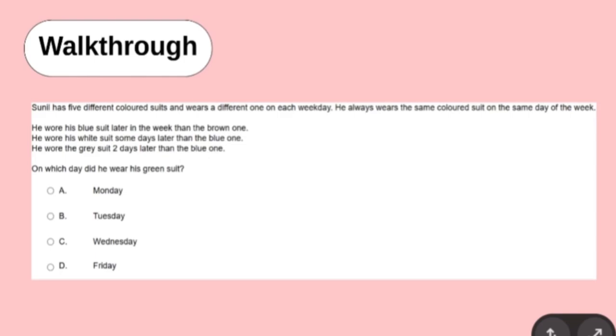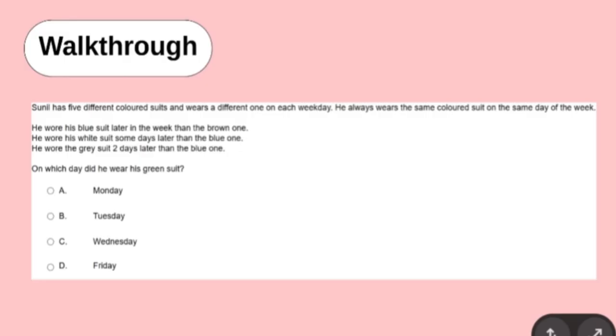So we know he wore his blue suit. I'm going to use a timeline for this just because it's timing. So blue suit comes after the brown one. So I'm just noting this down. He wore his white suit some days later than the blue one. So white suit also comes after blue, but we don't know if it comes before brown or after brown. So I'm just going to put it vaguely in that area for now.